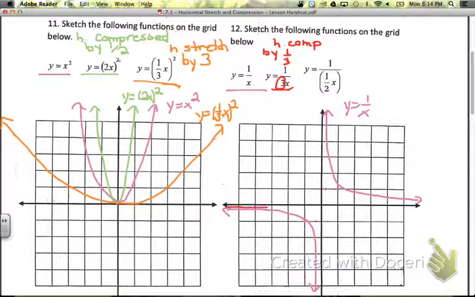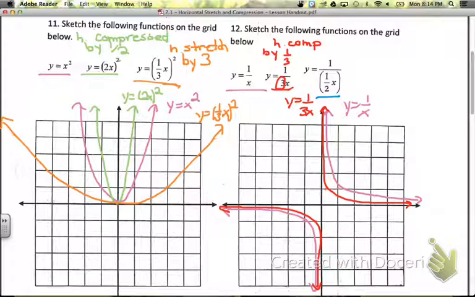So we'll have a horizontal compression that is going to exist. So this is y equals 1 over 3x. And lastly, we're going to look at y equals 1 over a half x.